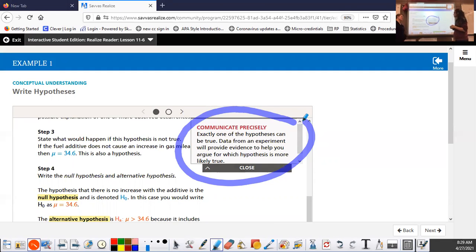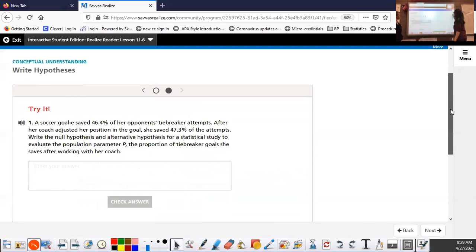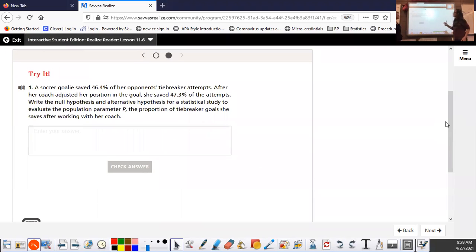And if we reject it, we assume the alternative hypothesis is correct. That's got to be one or the other. Yep. And so in our try it, we've got a slightly different example because we've got the soccer girl and she's like, here I am, and she saves 46.4% of her opponent's tie-breaking attempts.